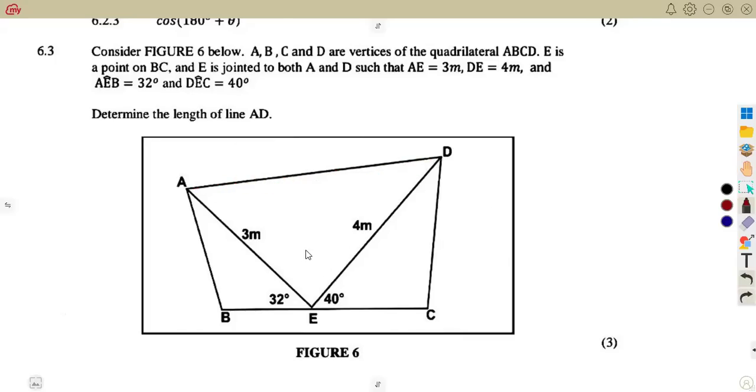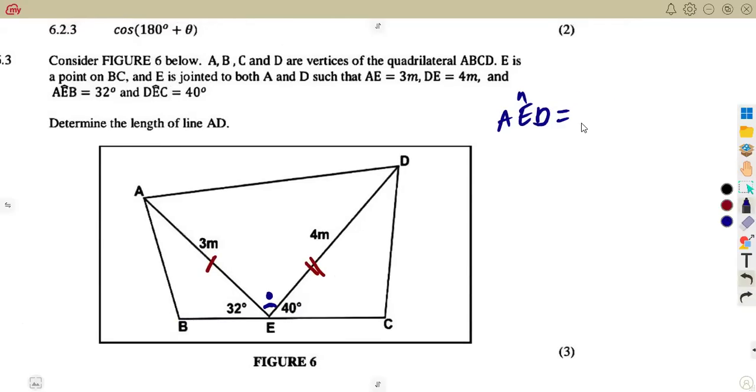All right, so as for AD, guys, just take note, this is a non-right angle triangle where we are given two sides, this side and this side, but we do not have an angle inside. We can have this angle E here. Let's find this angle first. Angle AED can be calculated. Remember, angles on a straight line add up to 180 degrees. So we're going to subtract these two angles on a straight line, the 32 and the 40 degrees, from 180. That is going to give us 108 degrees. So that's our angle here, 108.